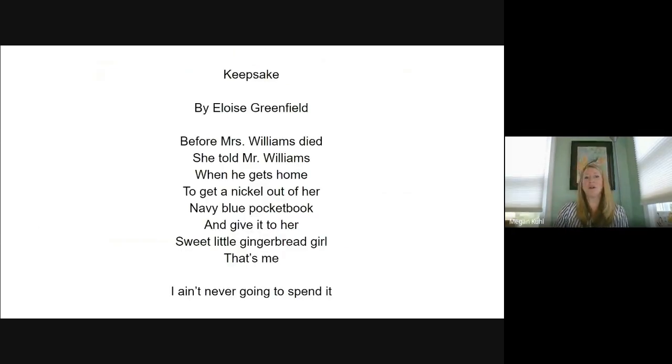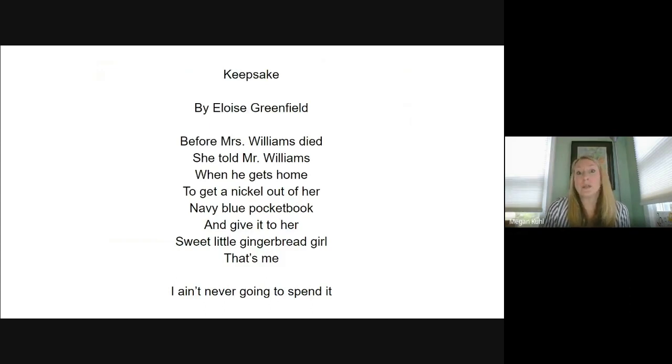So we're going to try drawing conclusions again with another poem from the book, Honey, I Love. This one is called Keepsake. And I'd like you to, again, read along with me. Keepsake by Eloise Greenfield.